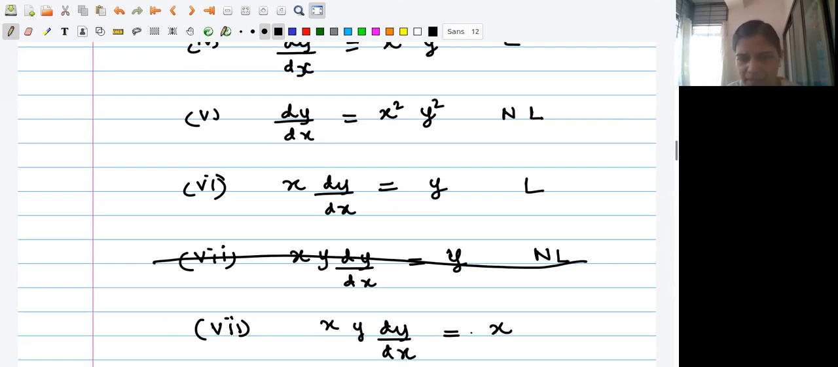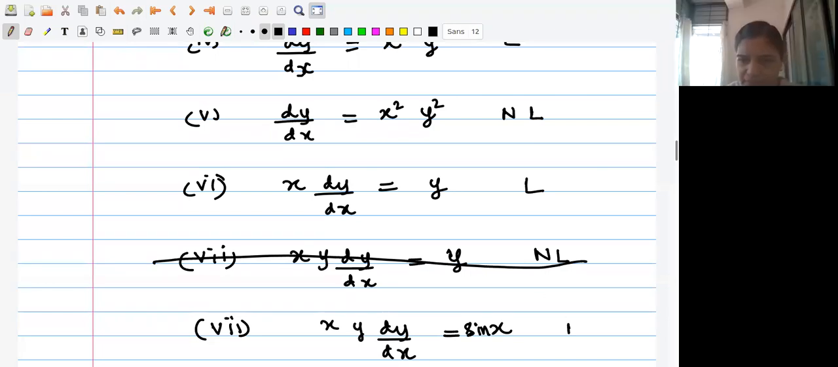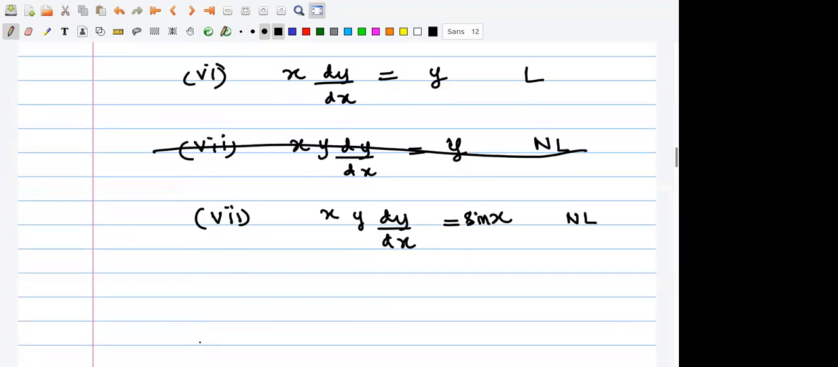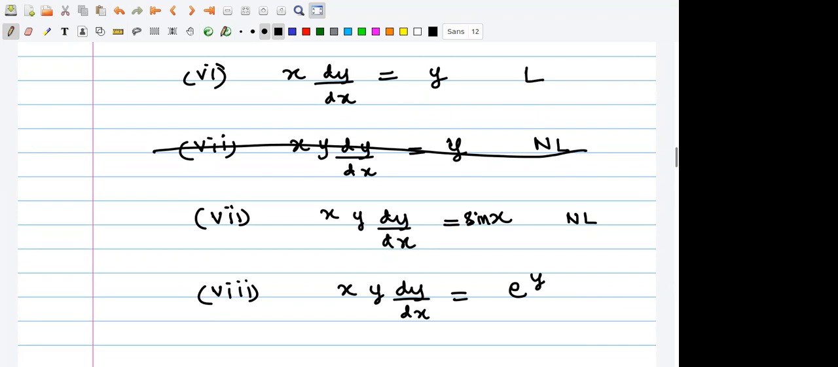So let's write something like sine x. Is this linear? No, ma'am. This is non-linear. And let's write one more: x y dy by dx equal to e to the power y. Is this linear? No, ma'am. This is not, right? Is that okay?